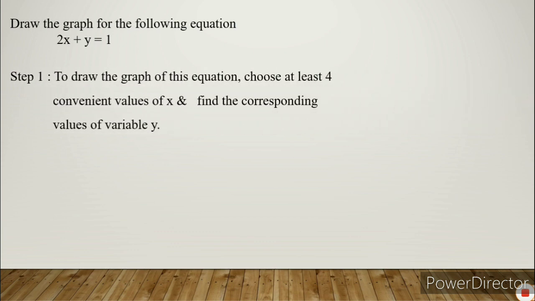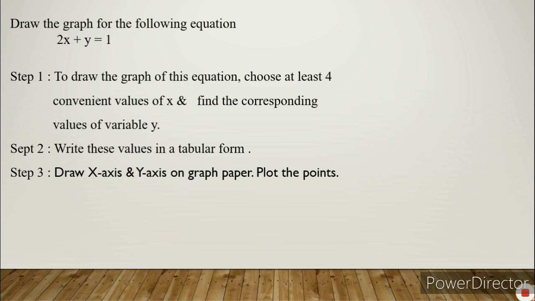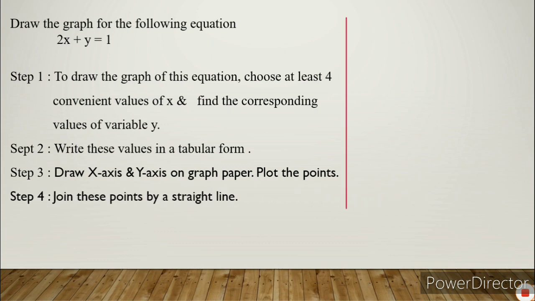So, these are the steps to follow. First, to draw this equation, choose at least 4 convenient values of x and find the corresponding values of variable y. Step 2. Write these values in a tabular form. Step 3. Draw x-axis and y-axis on graph paper. Plot the points. Step 4. Join these points by a straight line.